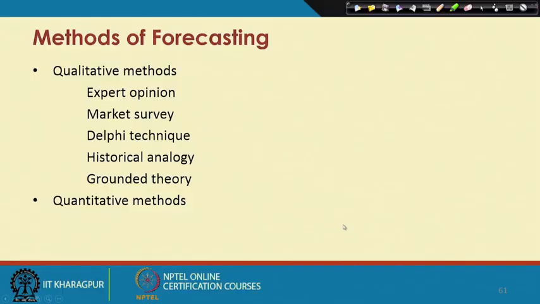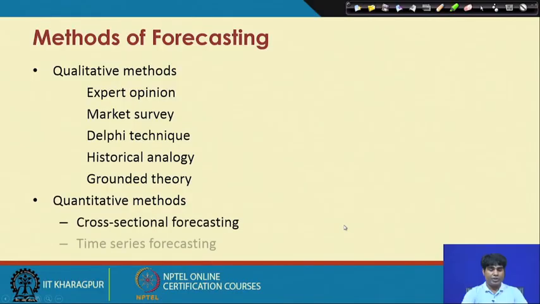But in the context of quantitative methods, we have different methods altogether. So, we have the cross sectional kind of forecasting and time series kind of forecasting depending upon the data availability for the kind of decision variables. In simple language, in the case of qualitative structures, the decision variables and the informations are not readily available, but in the case of quantitative methods, decision variables and informations are readily available.